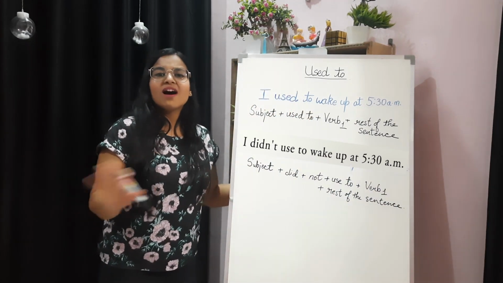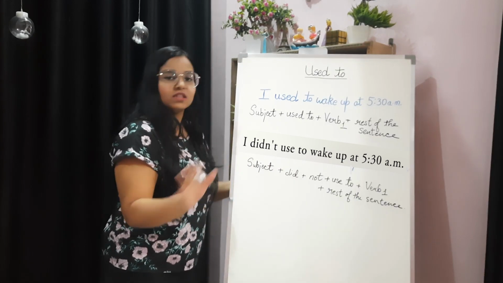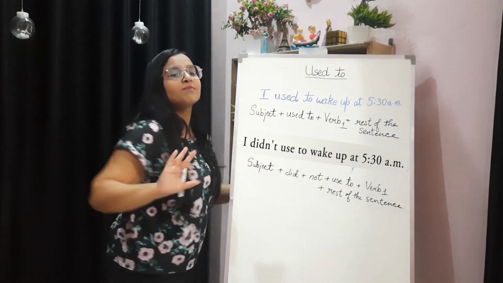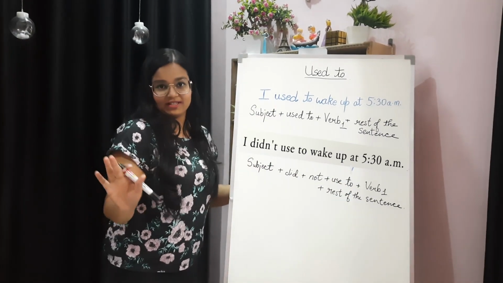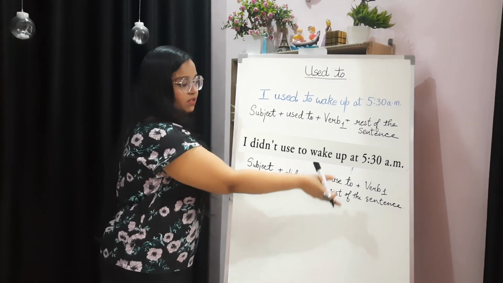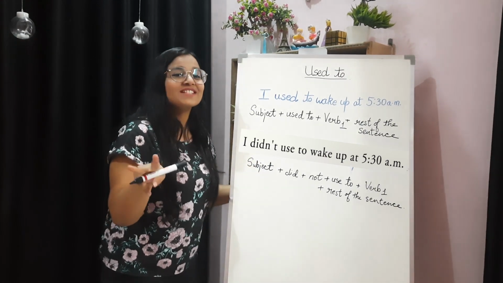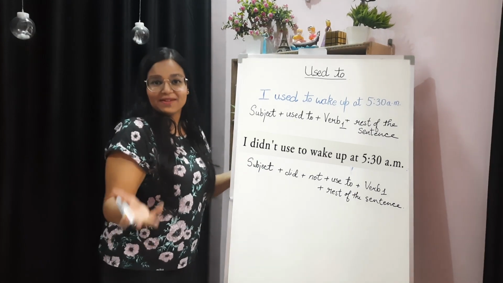There is no hard and fast rule that this will change or it might change with other verbs. It's very simple. Did not use to remains the same. It remains the same for every sentence. If you're making a negative sentence, subject plus did not use to, and in spoken English, we say didn't. So didn't use to wake up at 5:30 a.m.